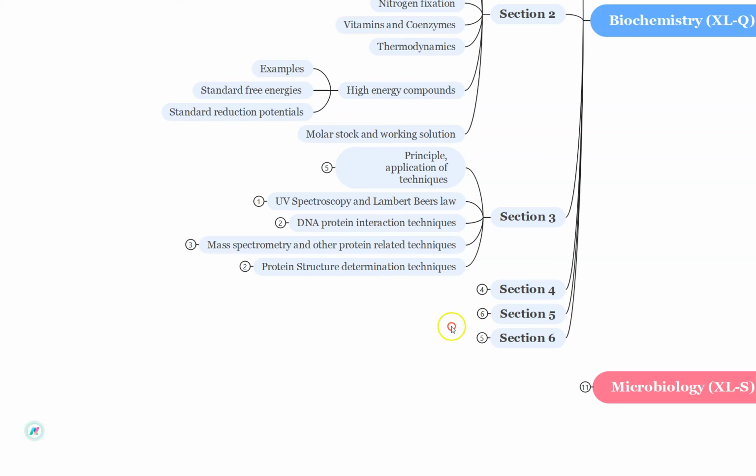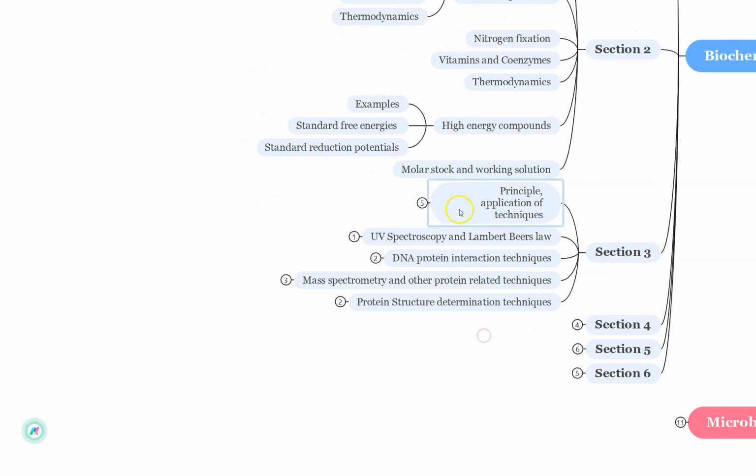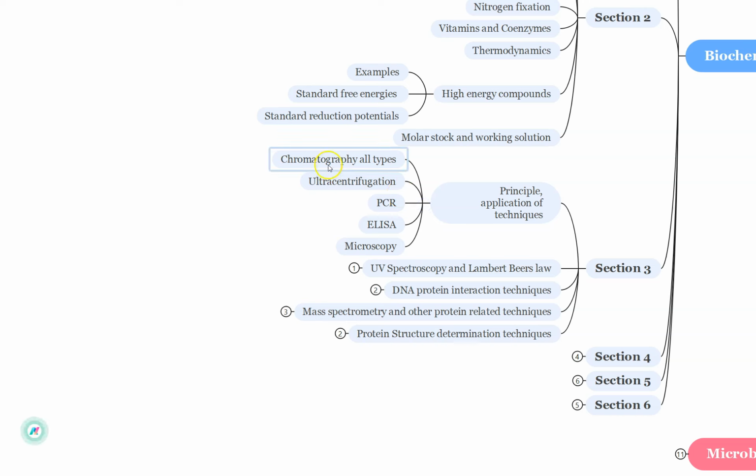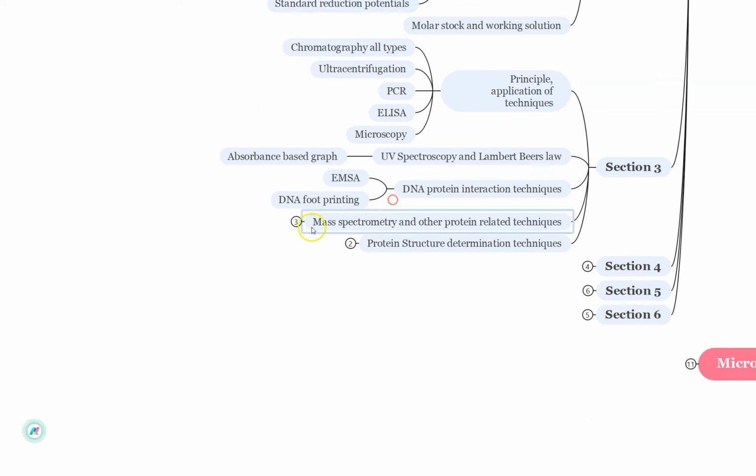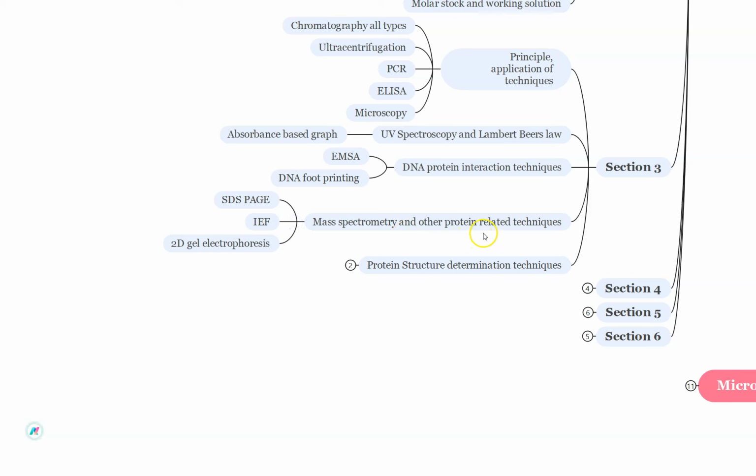Section 3 is all about techniques. The principle and the application is what you need to study. Chromatography, all different types, ultracentrifugation, PCR, ELISA, microscopy. From UV spectroscopy, study the Beer-Lambert law and expect graph-based questions on absorbance. From DNA-protein interaction techniques, EMSA and DNA footprinting must be studied. Mass spectrometry and other protein-related techniques. From here, SDS-PAGE, isoelectric focusing and 2D gel electrophoresis.